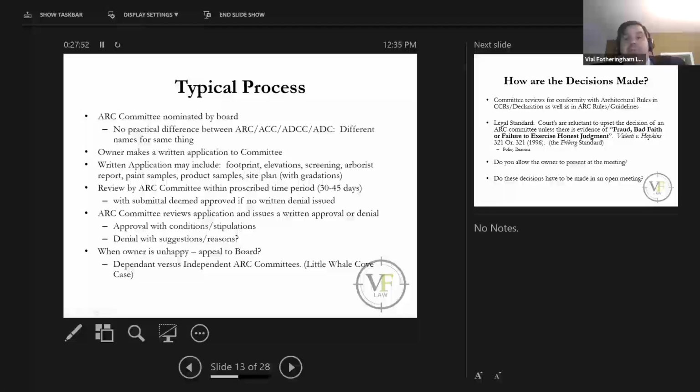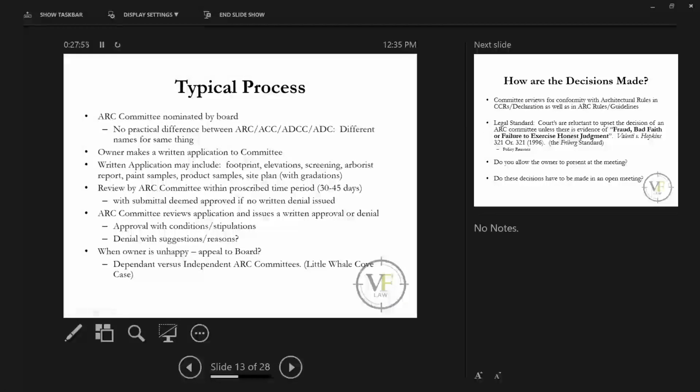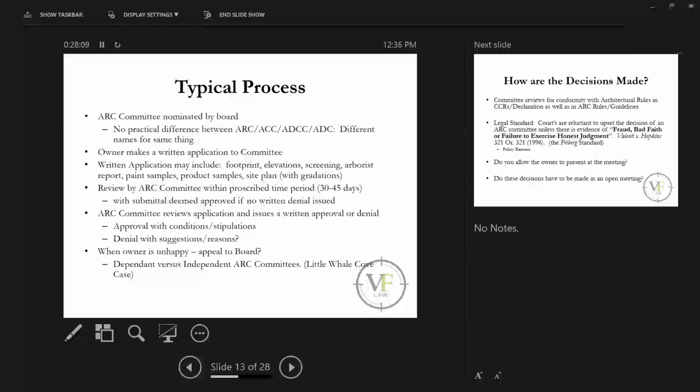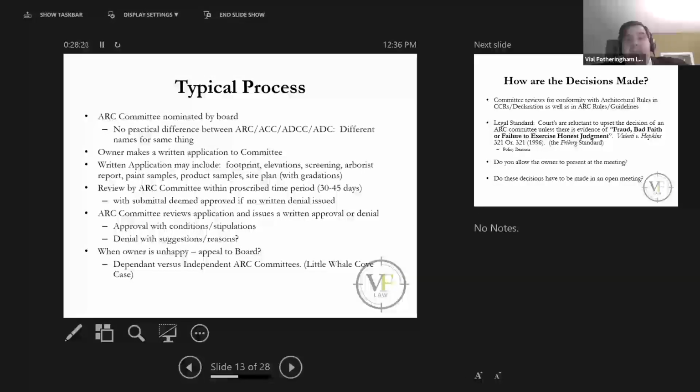As I mentioned earlier in my example, the Architectural Review Committee was the board, and most of you have documents that say if there is not an independent or separate Architectural Review Committee appointed, then the board can act as the Architectural Review Committee. And that's fine. Sometimes it may not be separate, but you have a number of board members who are also serving on the Architectural Review Committee in addition to the board.